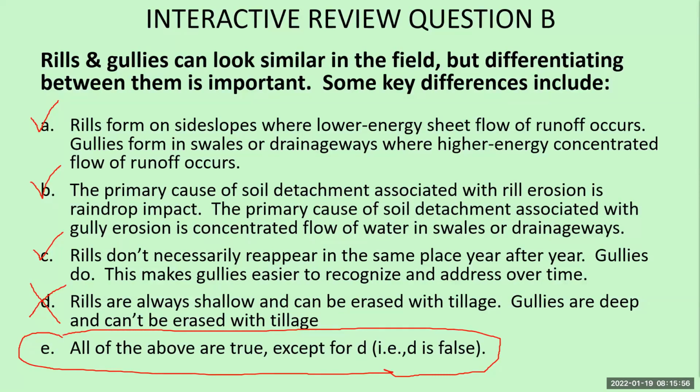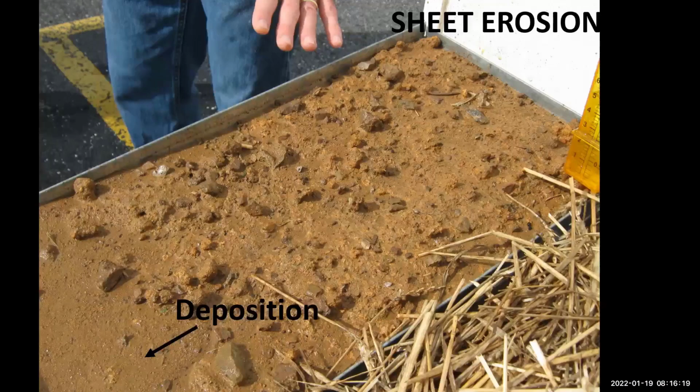Rills are always shallow and can be erased with tillage. That's usually true. When they get crazy big, they can be as deep as gullies, but gullies are not always deep. Ephemeral gullies can be erased with tillage. So we had very good, you guys, almost all of you got the answers right. Good job. Just to show you a couple pictures to remind you what we're talking about here.